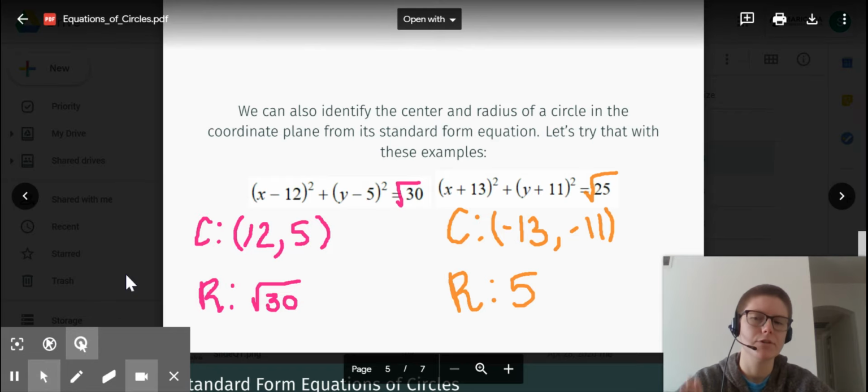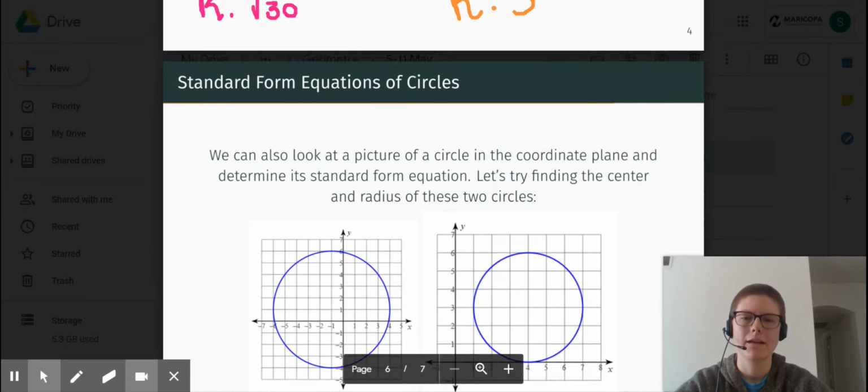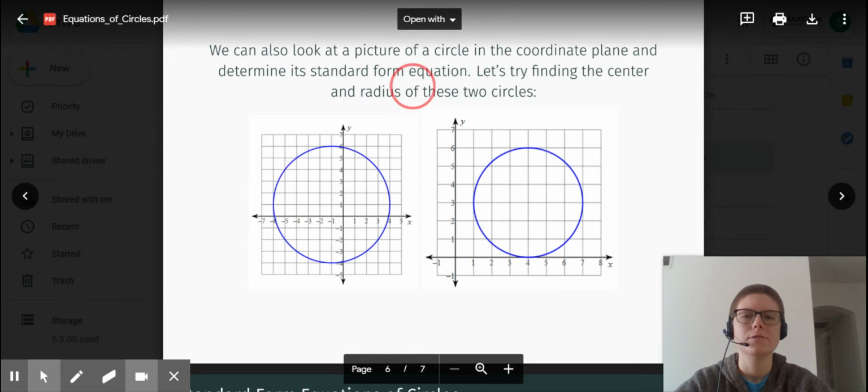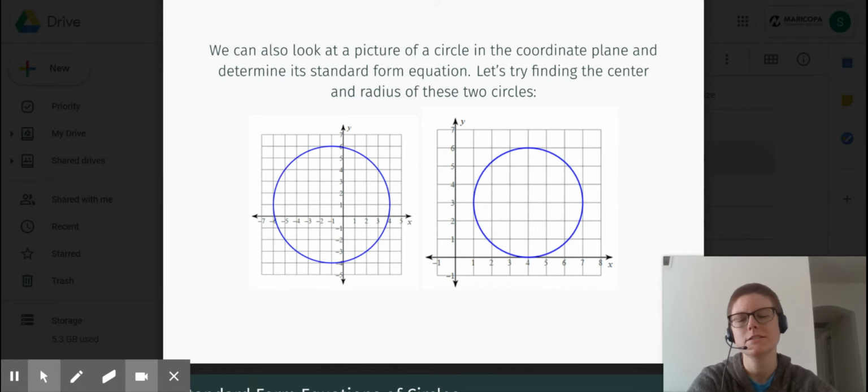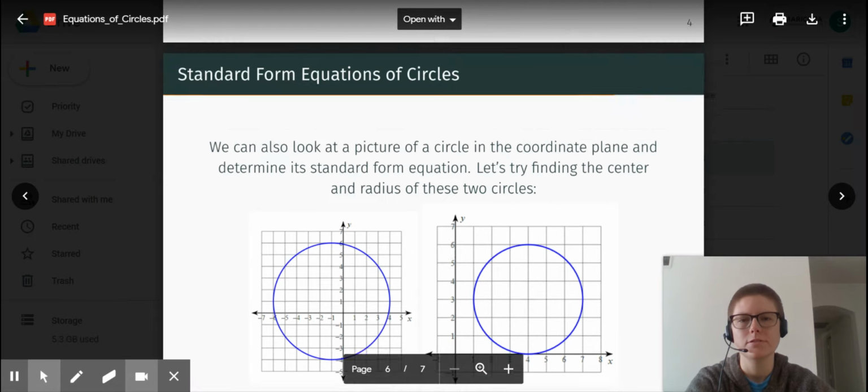This lesson should be pretty simple, I think, you guys. Two more slides and then we're done with this video too. So yeah. We can also look at a picture of a circle in the coordinate plane and determine its standard form equation. So we're going to try and find the center and radius of these two circles.